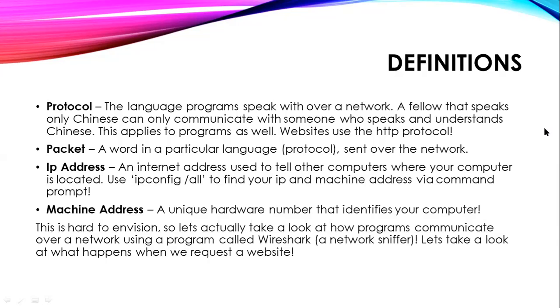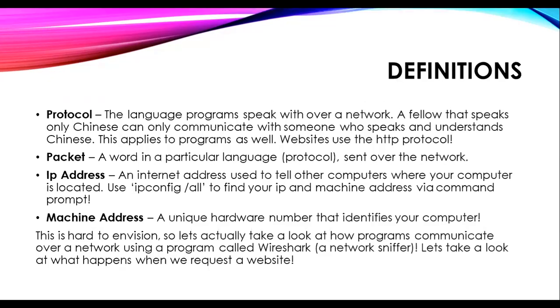IP address. So just like houses have addresses, the internet uses addresses in order to tell other computers where your computer is located. So if we were to actually take a look at what our IP address is, we could type in our command prompt in Windows, ipconfig /all. And as you can see here, we get a bunch of information. Each of these is a different network adapter on my computer, and each of the network adapters has a particular IP address associated with it, as you can see here.